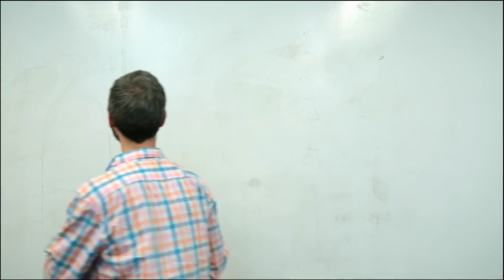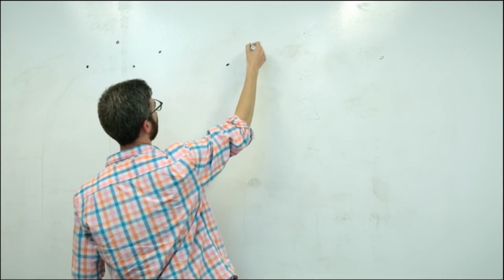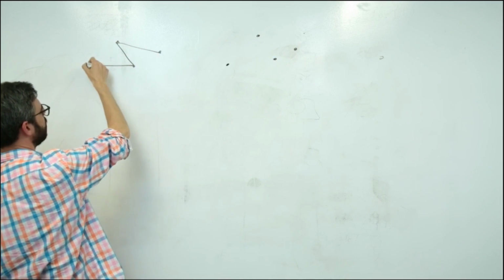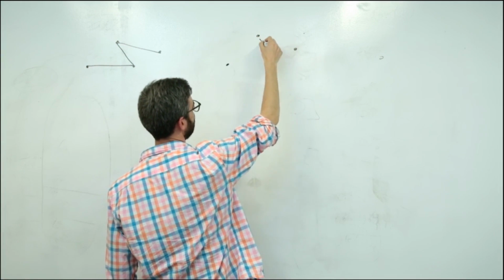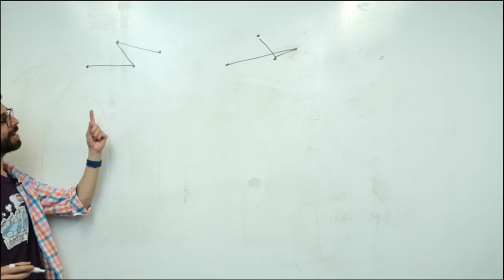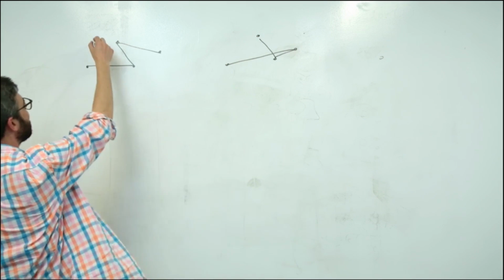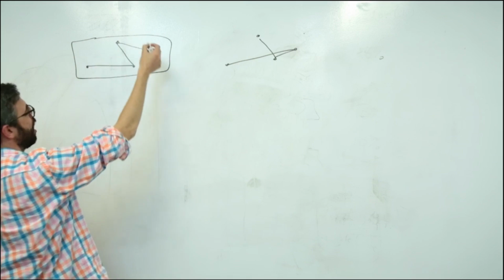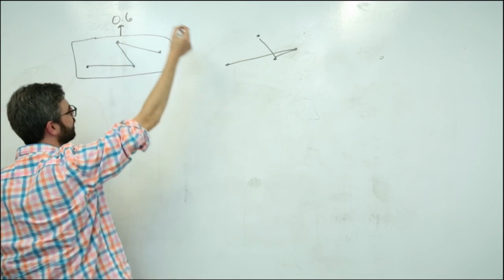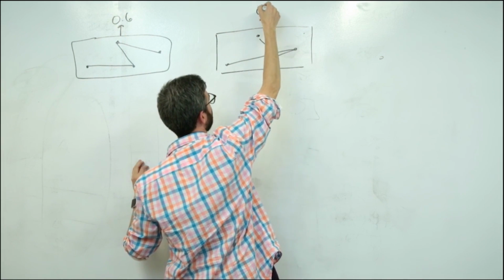I have a set of points like 1, 2, 3, 4. Let me write those again. 1, 2, 3, 4. And one order might be something like this. And another order might be something like this. So let's say this has a distance of some number that maps to a fitness probability score of 0.6. And this has a distance of some number that maps to a probability score of 0.4.